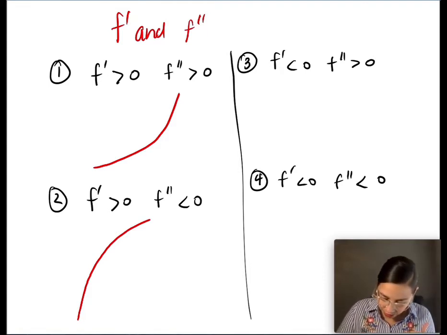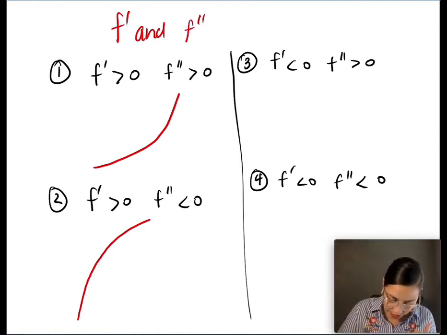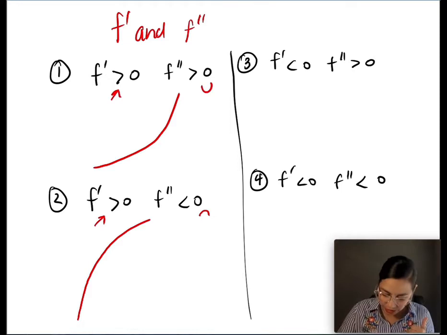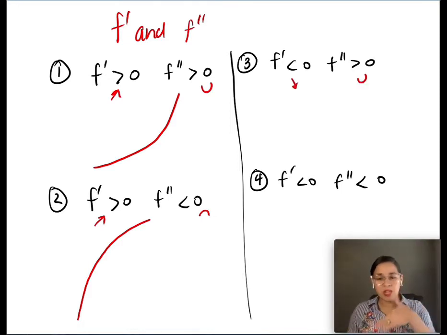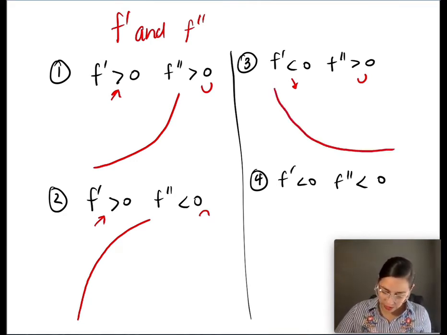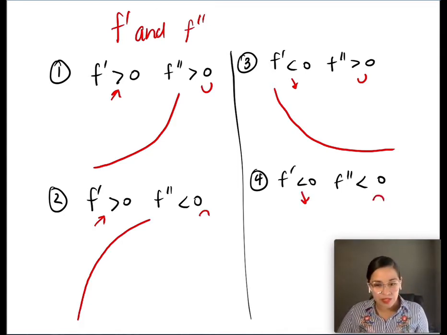So here I was saying it increases concave up, here it increases concave down, and here it decreases concave up. So if it decreases concave up, then it looks something like that, right? Decreasing concave up. And then the last one, I know that it decreases concave down. So if it decreases concave down, it has to look something like that, okay?